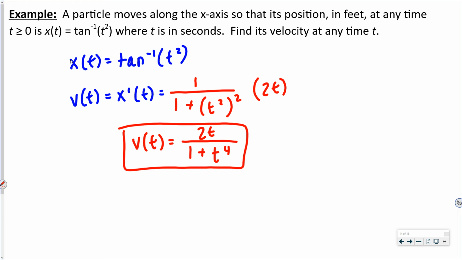When is a particle at rest? Velocity equals 0. Yep. When the velocity is 0. Okay. That's it for that one.